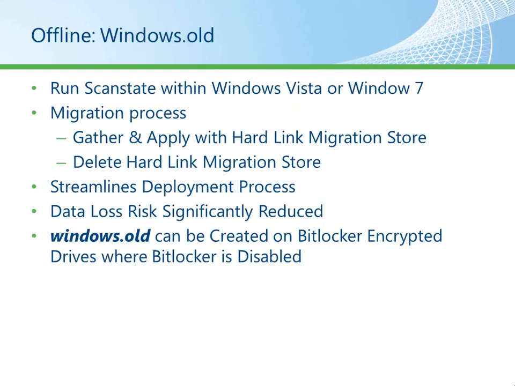So let's take a look at the Windows Old offline migration. So what do we do here? So we're either going to be logged on to Windows Vista or Windows 7. So we run scan state from within whichever OS we're logged on to there. And then we go through a migration process where we gather and apply the hard link migration store, and then after we've applied that hard link migration store, we then delete the hard link migration store. And remember, we have that USMTUtils.exe utility to delete that hard link migration store after we've retrieved or recovered the user's data.